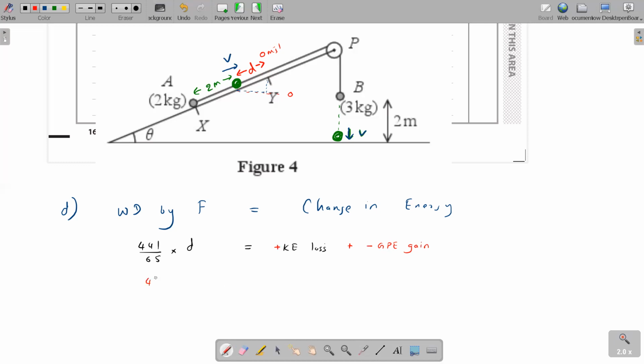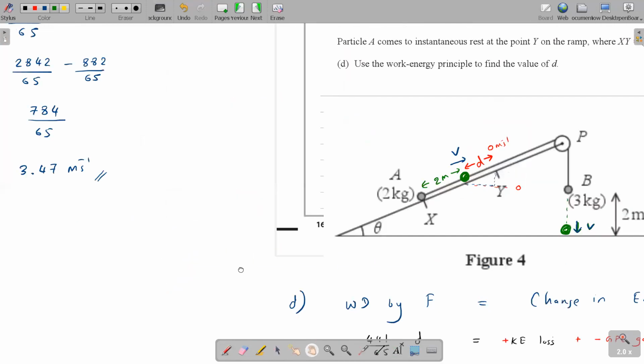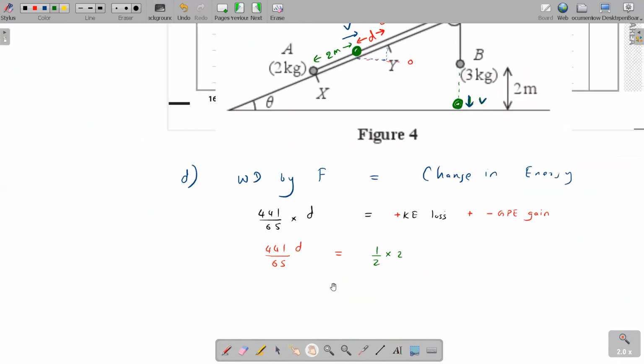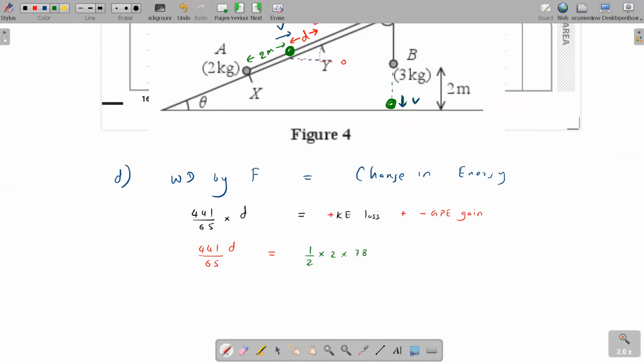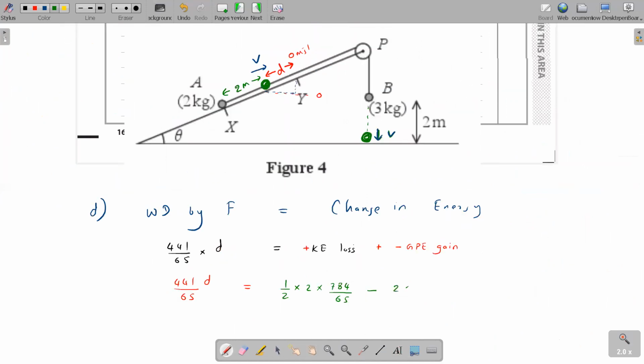Okay, so 441 over 65 times d equals KE loss. KE loss is half m v squared, which we found. V value also we found. V squared value we got, right? 784 over 65. Minus GPE gain. GPE gain is mgh. M is 2, g is 9.8, h is the small distance, children, d sin theta. And now it's a matter of making d the subject.